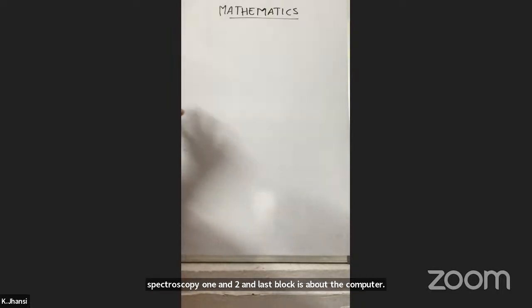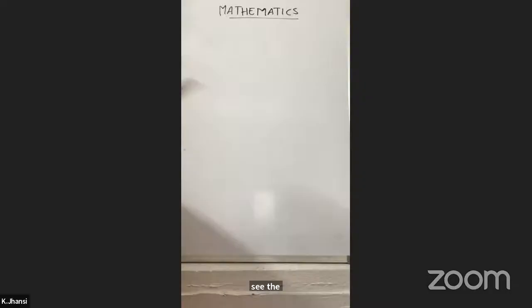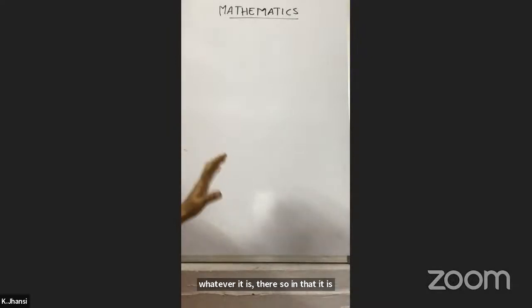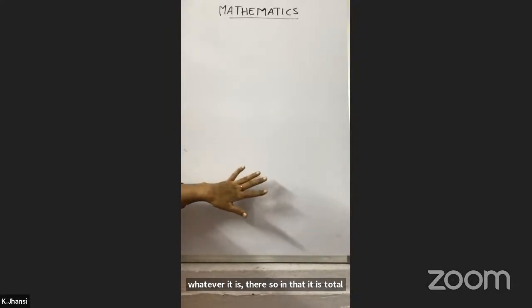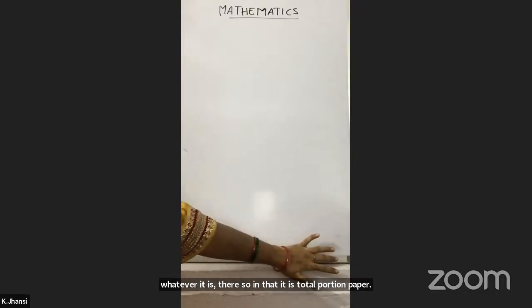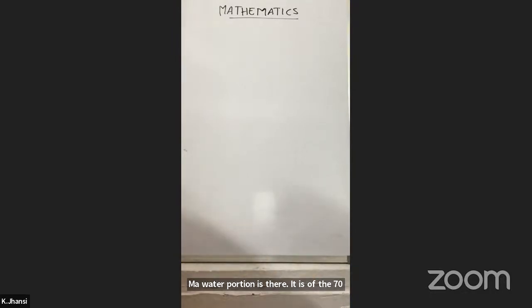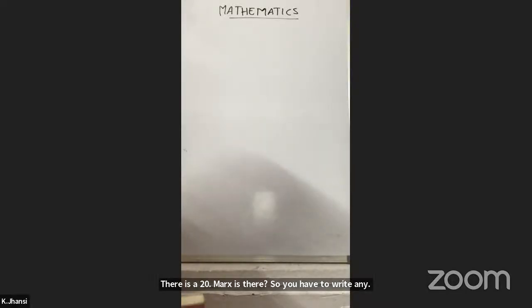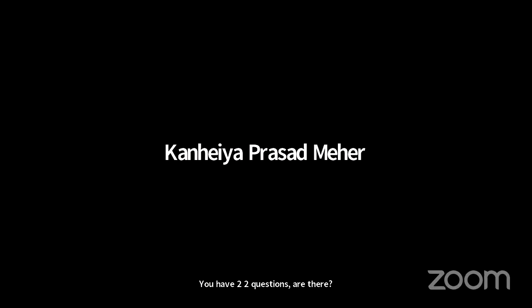And if you see the question pattern, the total question paper is of 70 marks. In that, first section A is 20 marks. You have to write any 4 questions out of the 8 questions. From each block you have 2 questions. You can see this at the back of the textbook, in the question paper.